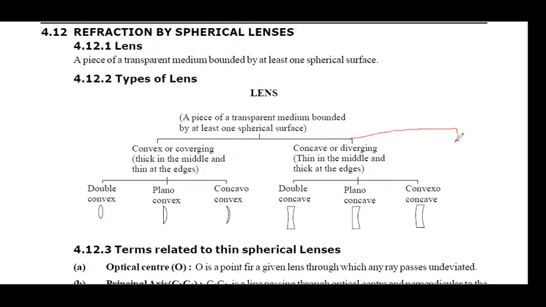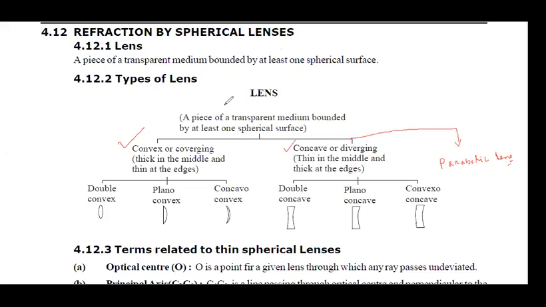Instead of these two, there are multiple types of lenses. There is something called a parabolic lens also. Okay, but our syllabus is set with convex and concave. In convex as well as concave, there are multiple types of lenses.